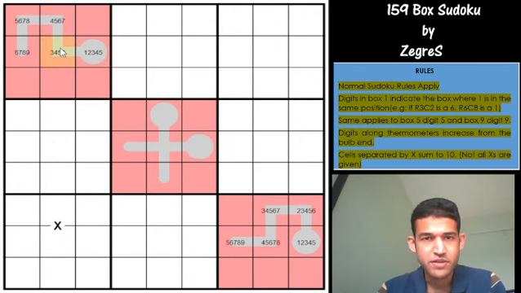You have a 5 here. But can this be a 5? If this is 5, we go to box 5 and the corresponding cell, this becomes 1. And that will create a problem with the thermo. So that's not 5. That's a 3, 4, 6.